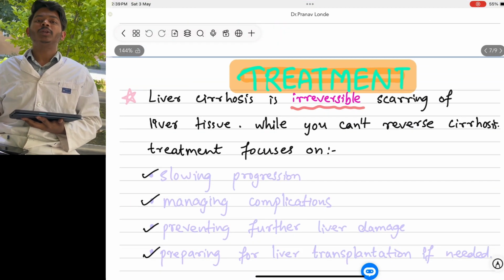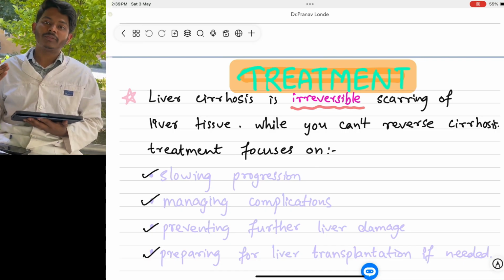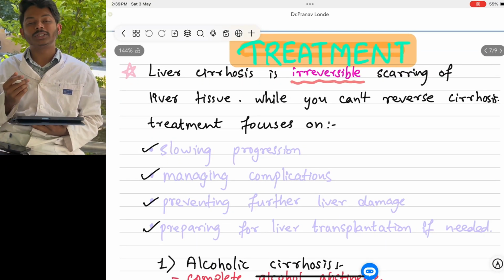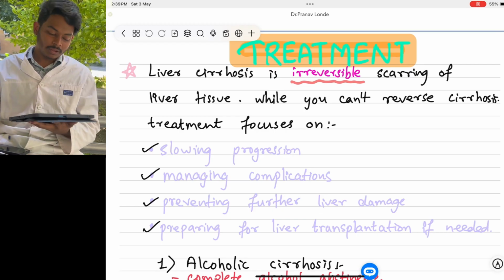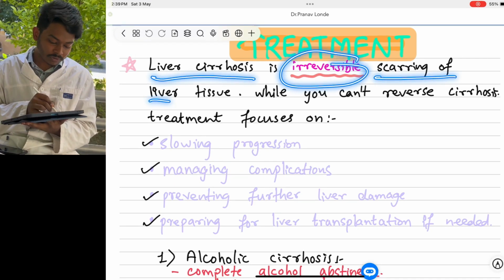So coming to the last part of our lesson, that is liver cirrhosis treatment. What do we do in treatment, how can we treat? Unfortunately, liver cirrhosis is irreversible. In the definition, we say liver cirrhosis is irreversible scarring of the liver tissue.